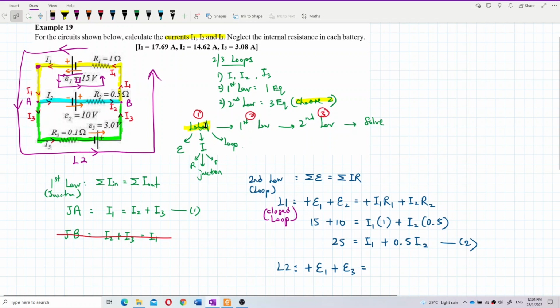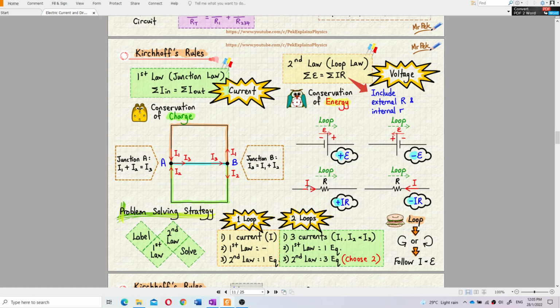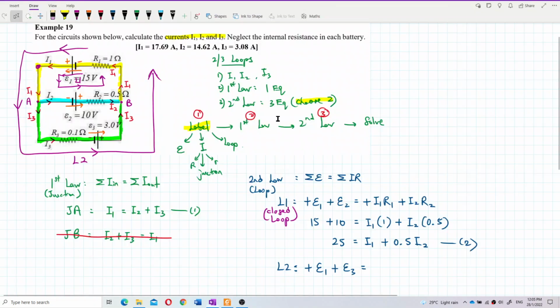So R1, look at the current. That's why I label the current at the resistor. The first step is so important. If you don't do the first step, it is very hard to know what current is passing through R1. Okay, so R1, the current passing through is I1. This I1 is in the same direction as the loop, because I1 is to the left and the loop direction is also to the left. When the loop and current direction are the same, it is positive IR. So it's positive I1 R1. Understand? Okay, done with R1.